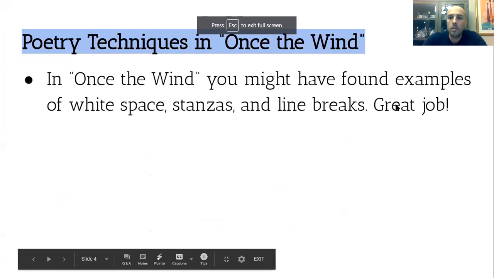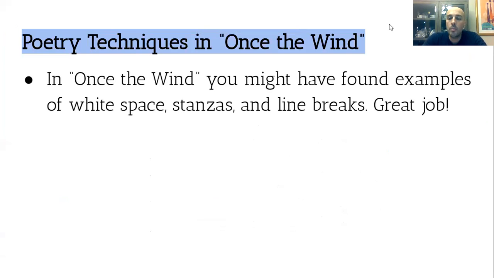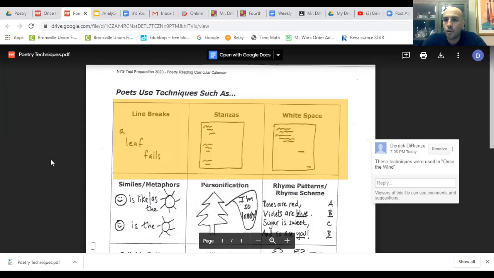All right, so in Once the Wind, you might have found examples of white space, stanzas, and line breaks. Excellent. So if you look back at that chart that you have, the one titled Poets Use Techniques Such As, you'll notice that the first 3 techniques listed on the chart, line breaks, stanzas, and white space, are examples that we noticed the author of Once the Wind using. But now we have to ask ourselves, but why? Why did the author use these techniques? What was their purpose? What were they thinking? What were they feeling? What were they trying to get across to us by using these techniques?